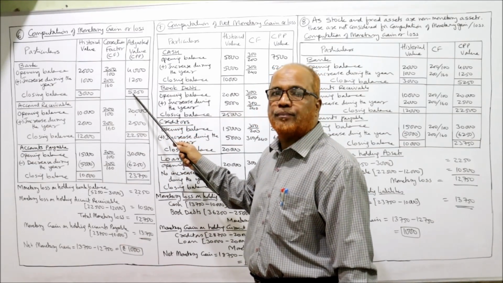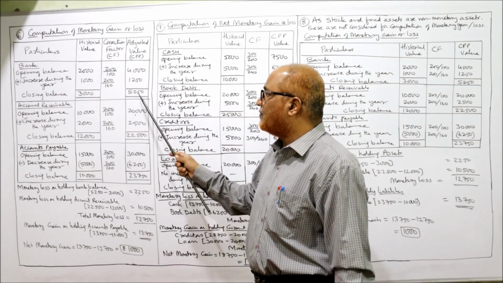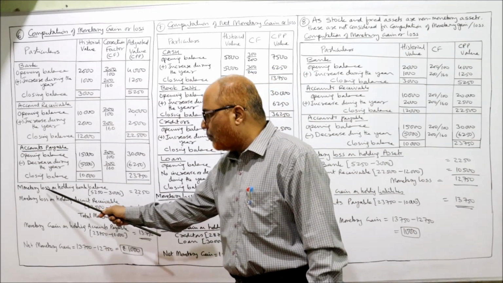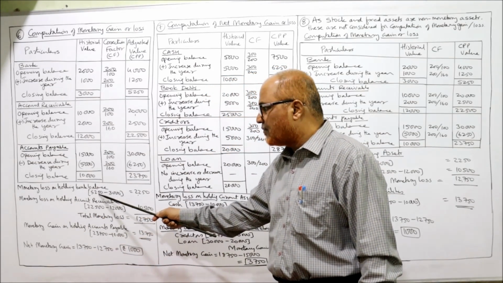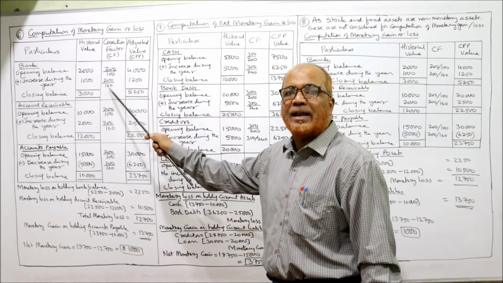4000 plus 1250. Right? So how much is the loss on holding bank balance? 5250 minus 3000, 2250 you can see here. Monetary loss on holding bank balance: 5250 minus 3000, 2250. One item over.